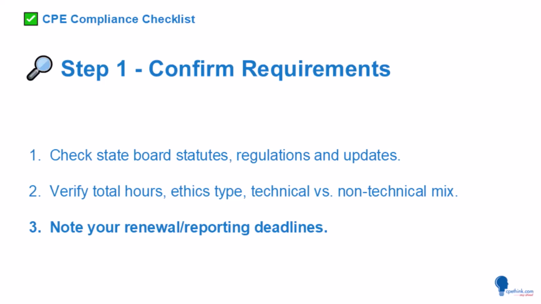Sub-step 1.3, note renewal and reporting deadlines. The final sub-step in confirming your requirements is identifying your renewal and reporting deadlines and making them visible in your planning process. Renewal deadlines and CPE reporting deadlines are not always the same. Some licenses renew annually, others biannually, some triannually, and reporting requirements may occur at a different time than the renewal itself. Missing either deadline can result in delaying renewal, additional fees, or the need to submit documentation under a time deadline.